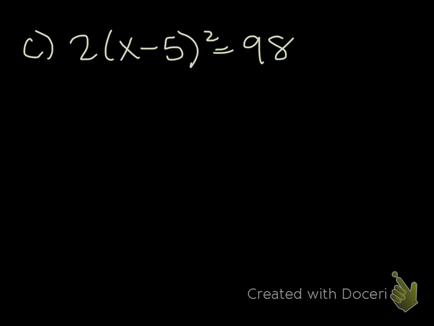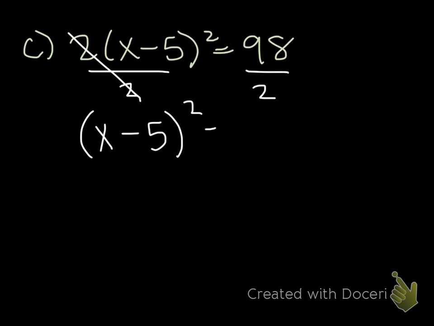The last type that is also going to be used for the square root method is something that looks very similar to vertex form. So when problems look like this, I'm not going to multiply them out by foiling or boxing. Instead, I'm going to keep it in this form, and my first move is going to be to divide both sides by 2. I now have x minus 5, the quantity squared, and it's equal to 49.